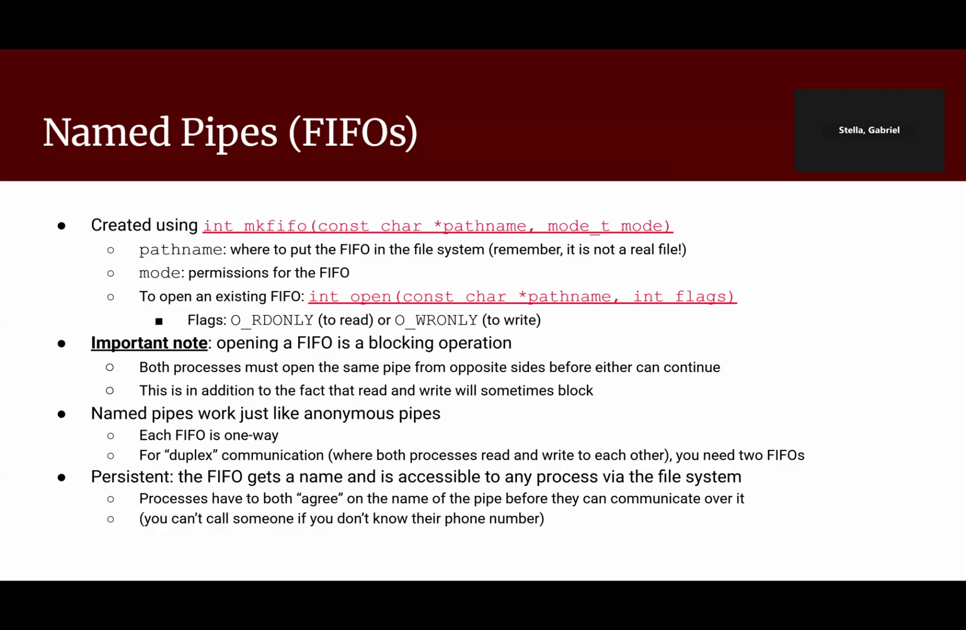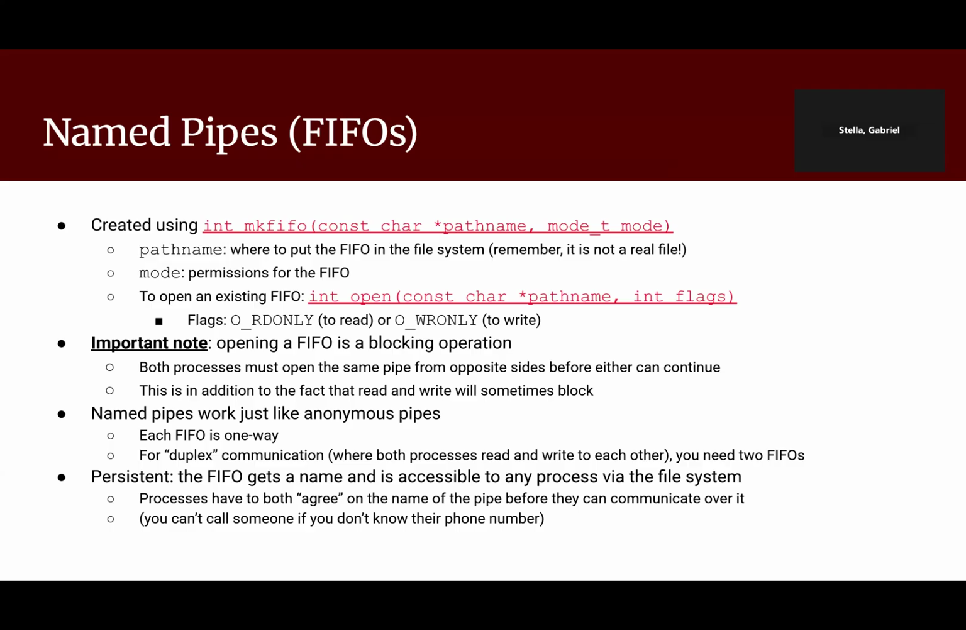So once a FIFO has been created and put into the file system, it can be opened from both sides using the open system call, where the path name will be the same as where the FIFO was created, and the flags say whether the process is opening the pipe to read or to write. Of course, you have to pick one because these FIFOs are, again, unidirectional.